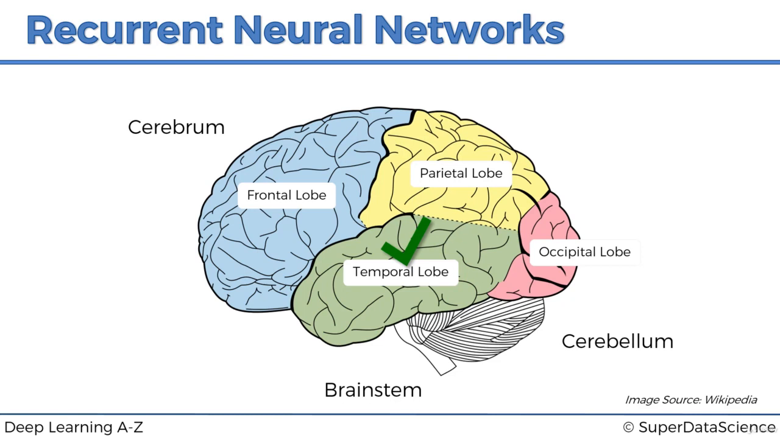Then CNN is much easier. It's vision, recognition of images and objects and so on. So that's the occipital lobe.